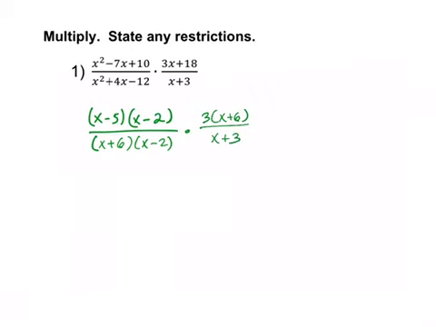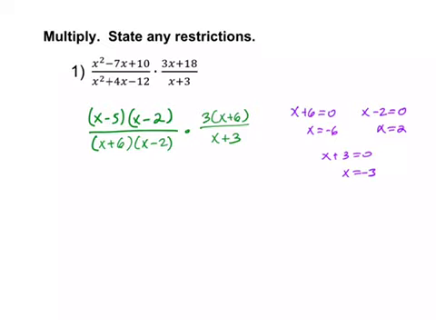So before we start canceling out, I want to find my restrictions right here. So anything that is on the denominator, I'm going to set equal to 0, right? Because my denominators cannot equal 0. So x plus 3 equals 0. We're going to keep that for later, right?